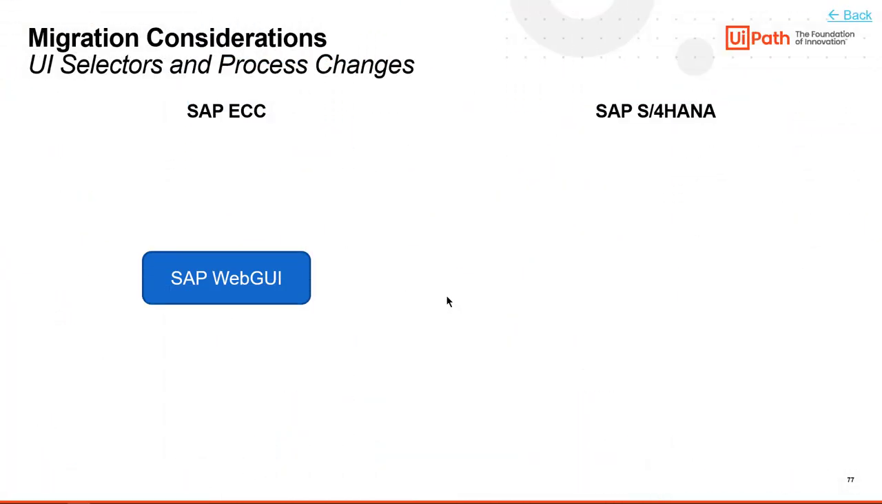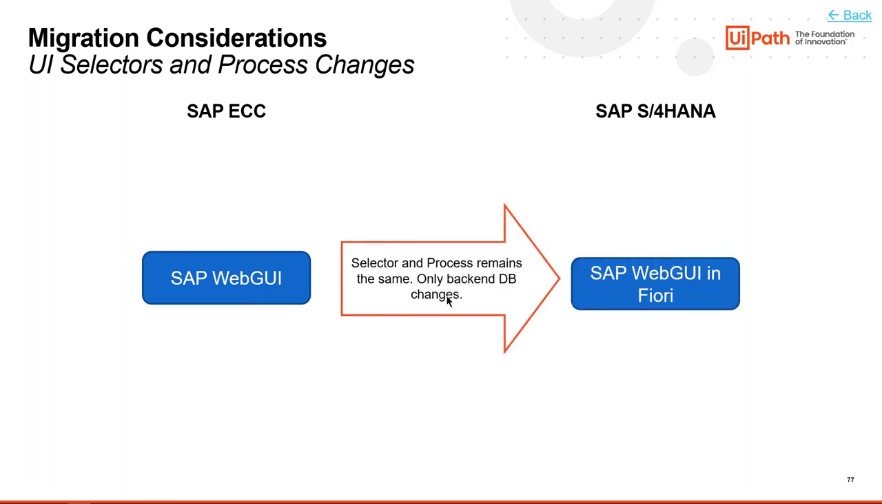UiPath's approach to SAP WebGUI selectors ultimately makes the migration process from SAP ECC to SAP S/4HANA easy. If organizations are moving from SAP WebGUI to SAP WebGUI in Fiori, the selector and the process remains the same, so no change is needed when automating with UiPath.